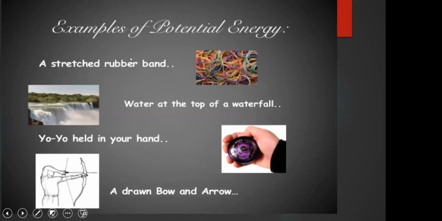Now let's see some examples of potential energy. Like the first one here, a stretched rubber band. Since it is in your hand, it has energy, but you will not see it. But when you try to stretch the rubber, it starts moving, so the potential starts to be used. That's why it means that it has energy.